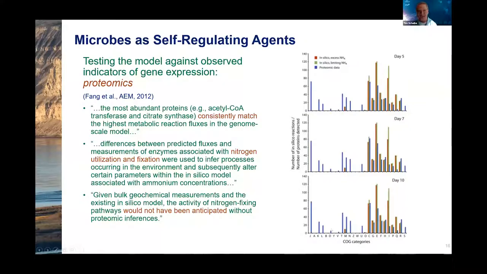However, you can see there are also some differences here, and most of those differences were associated with nitrogen processes, nitrogen utilization and fixation. Strangely enough, the microorganisms out in the field were actually performing nitrogen fixation, which is a metabolically expensive process, even though there was abundant ammonium available, at least apparently. They used this information to alter the parameters of the in silico model to move it towards nitrogen fixation. But one of the interesting things is that given the bulk observations of ammonium in the system, the activity of nitrogen fixing pathways would not have been anticipated. We would have assumed that they would just use ammonium rather than fixing nitrogen themselves. And so without having seen these proteins, we would not have.